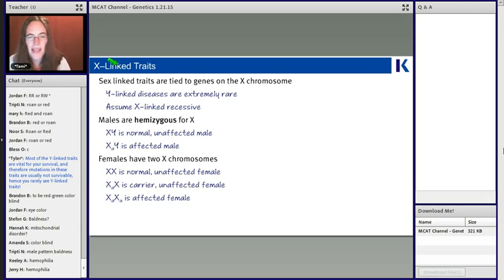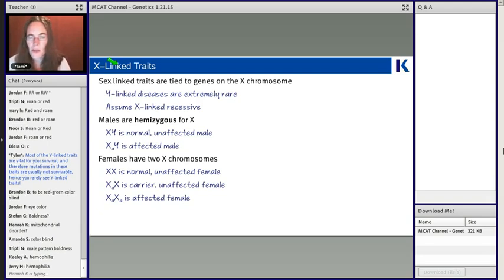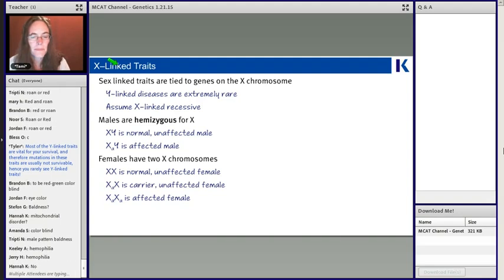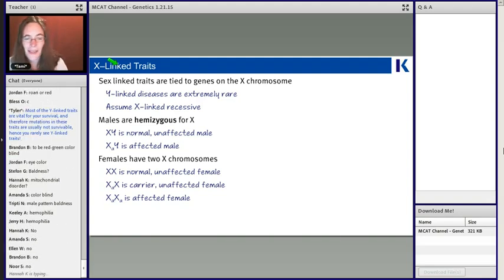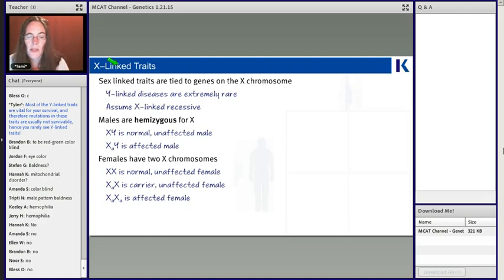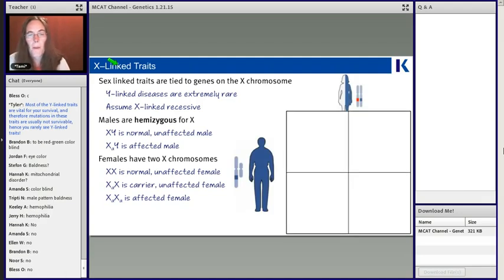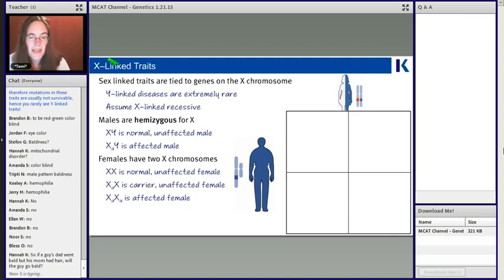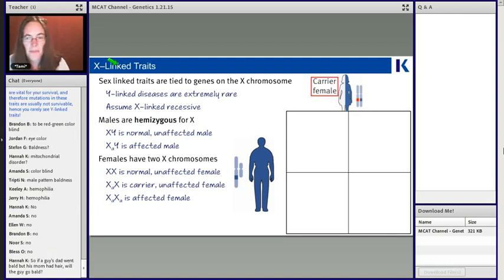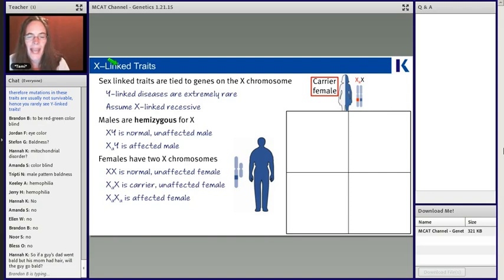Now, does that mean that females never get these 3 things? No, we can get them. It's just a lot more difficult for us to get them. So let's look at what happens. Here, let's call this color blindness. Mom is colorblind. Dad's not colorblind. So we have a carrier female because she's not colorblind, but she's got the allele. Dad does not have the allele.